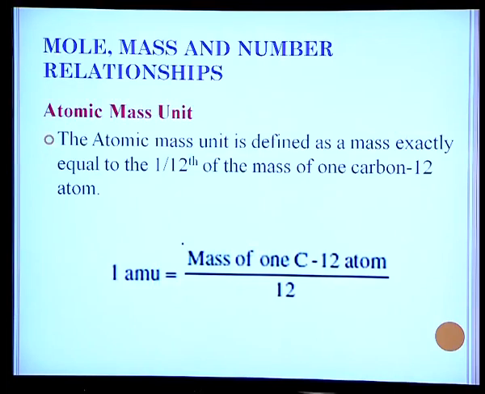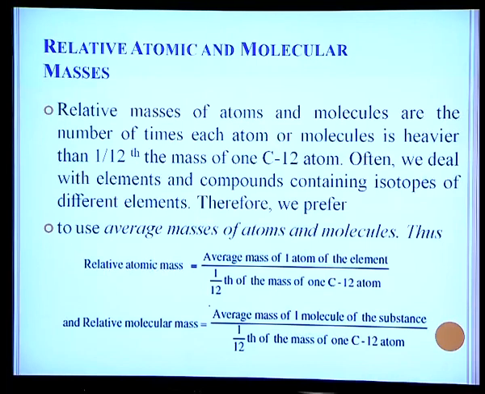Atomic mass unit. The atomic mass unit is defined as a mass exactly equal to 1/12 of the mass of one carbon-12 atom. That is, 1 AMU will be equal to the mass of one C-12 atom divided by 12. Now, relative masses of atoms and molecules are the number of times each atom or molecule is heavier than 1/12 the mass of one carbon-12 atom.